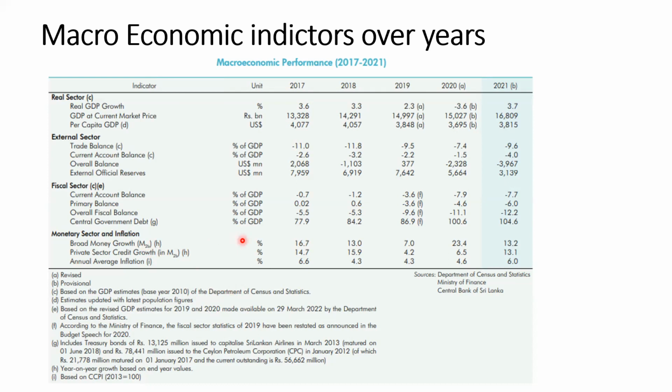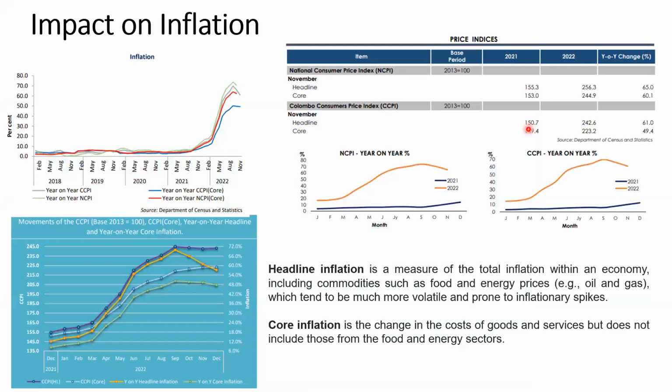Now, if you go and refer to the 2015 Central Bank report and see the projections for the future, you can see the majority of the values are in positive directions. Okay. Now here you can see real GDP growth, GDP per capita, all the things are there. And impact on inflation. Now here you can see our inflations.